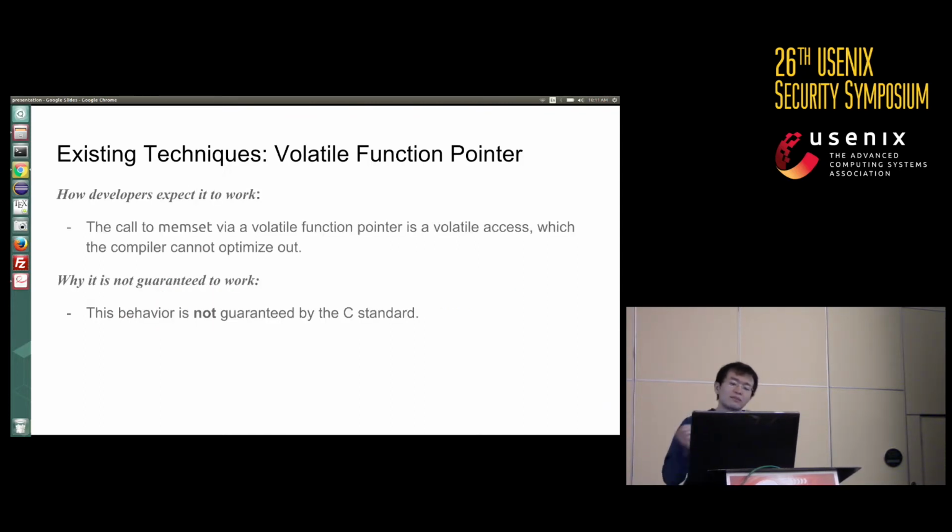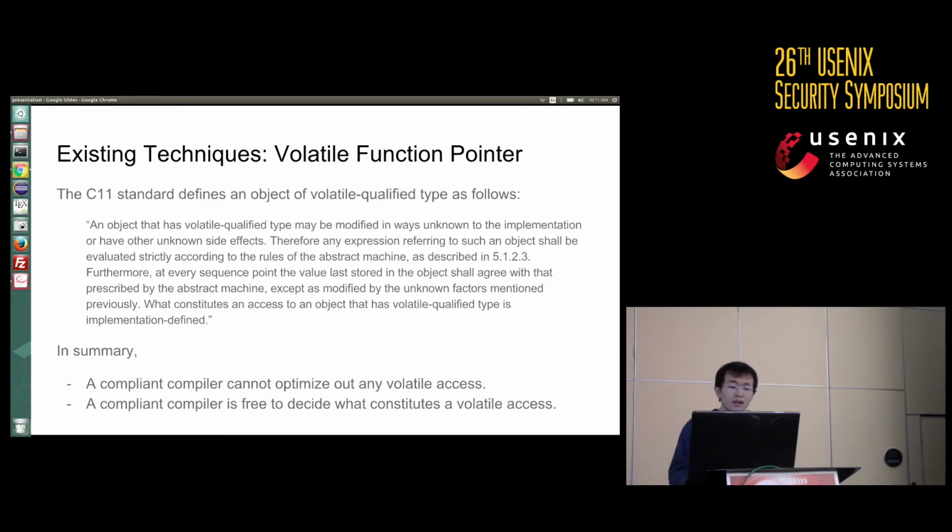Developers expect this to work because they believe the call to memset via a volatile function pointer is a volatile access, which the compiler cannot optimize out. However, this behavior is not guaranteed by the C standard. Let's look at how the C standard defines a volatile object. Here is the paragraph from the C standard on this topic. In summary, the standard says that a standard compliant compiler cannot optimize out any volatile access. However, a standard compliant compiler is free to decide what constitutes a volatile access.